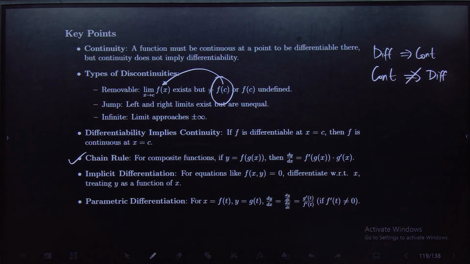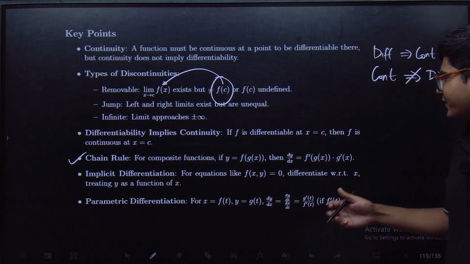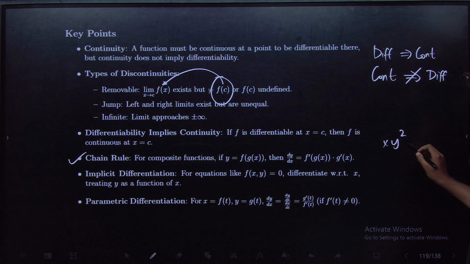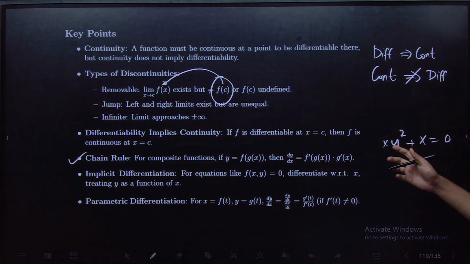Okay. Implicit differentiation for equations like f of x comma y equal to 0, right? Suppose it's a bivariate function. It could be something like x y square plus x equal to 0. So for differentiating functions like this, what you do is you differentiate keeping y as a constant, okay?